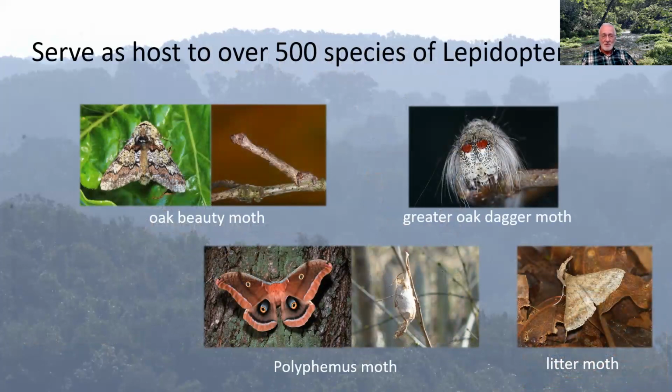They also serve as a host to over 500 species of Lepidoptera larvae. Things ranging from the oak beauty moth to the greater oak dagger moth, the polyphemus moth, and the litter moth, even the moths that rely upon dead and decaying matter on the forest floor. The polyphemus moth, those are really a critical source, the cocoons on there are for our bats.